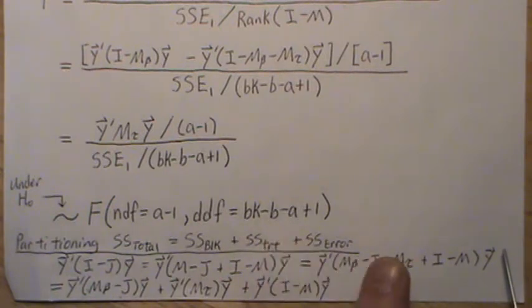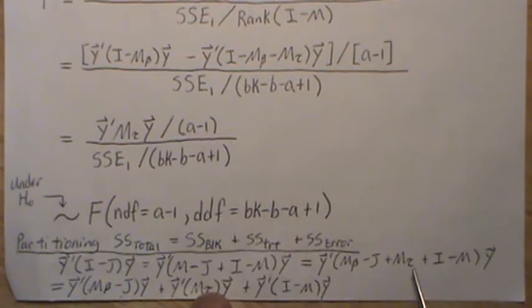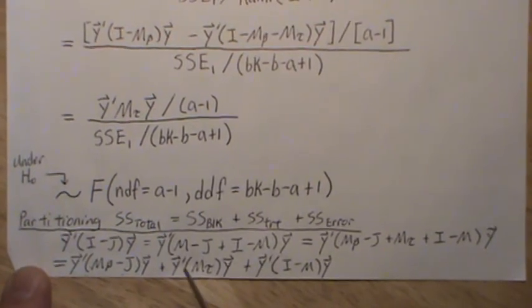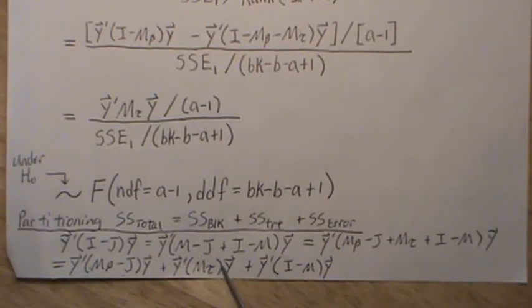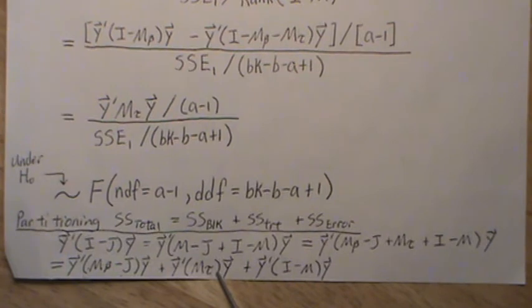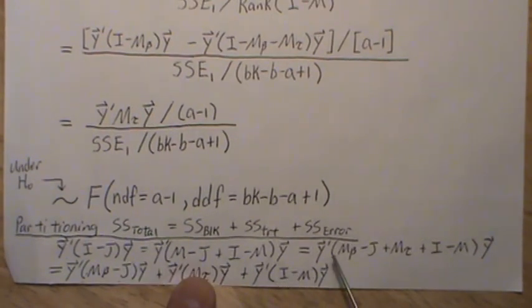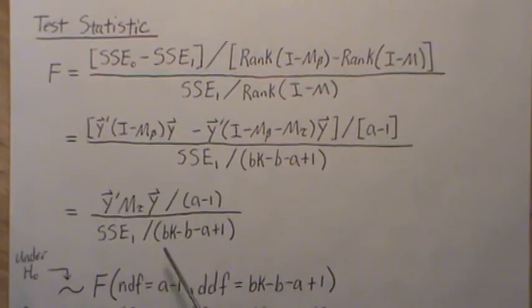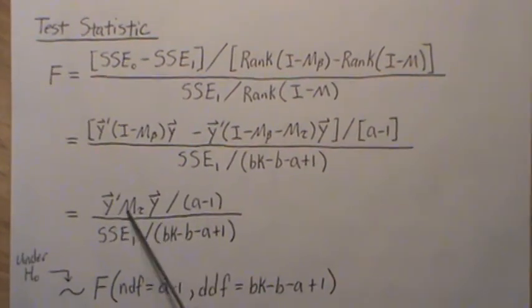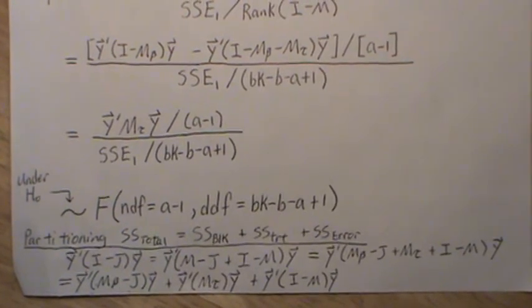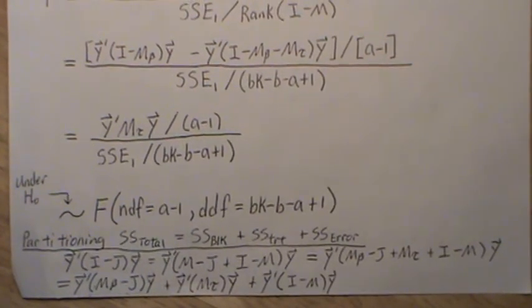Now we distribute Y to here, which is what this is, Y to M tau, and Y to M beta minus J. And so this is the sum of squares for block. This is the sum of squares for treatment. They often call it the sum of squares for treatment adjusted, and this is the sum of squared error. But notice that the sum of squares for treatment is the same as this partial F test. So we're actually testing, is there an effect of adding the treatments?